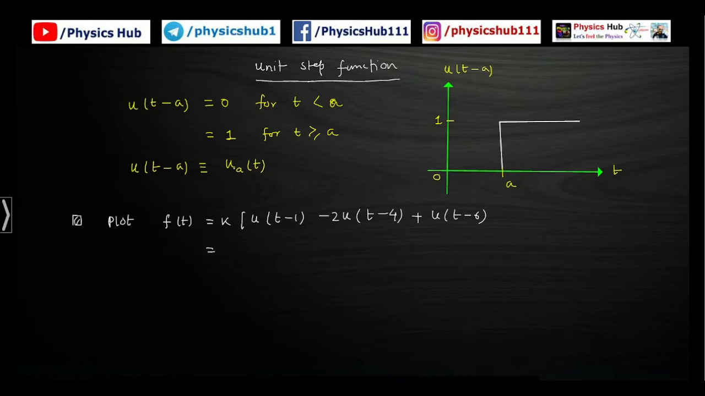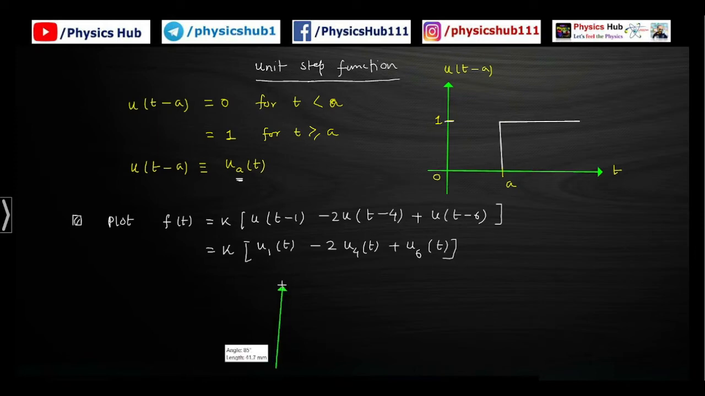So as per this notation, how can you write it? u_a of t, a is the point where the function will take up the unit value. Unit step function, because the value it takes is unity. Okay, so u of t minus 1 can be written as u1 of t, minus 2 u4 of t, plus u of t minus 6 can be written as u6 of t. Okay, so let us try to draw this.